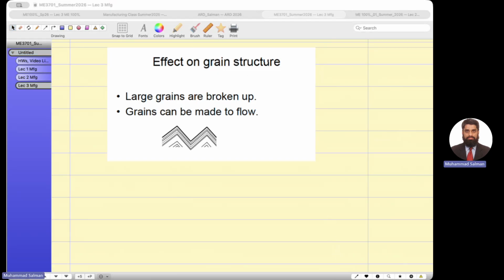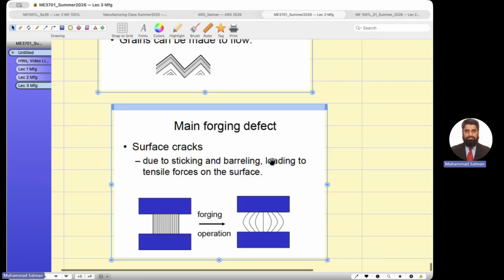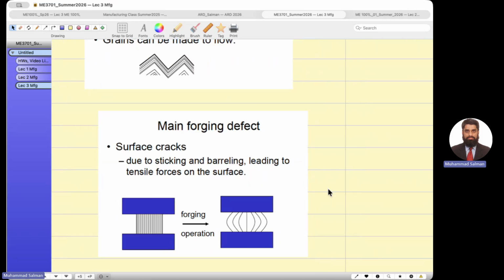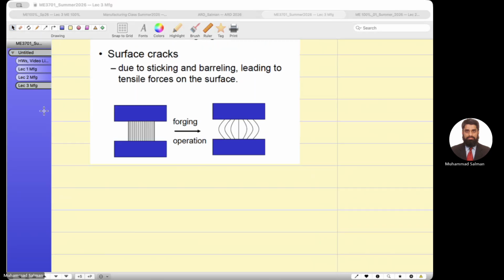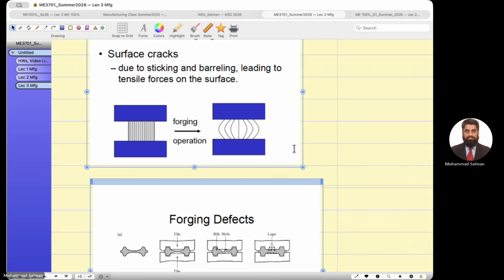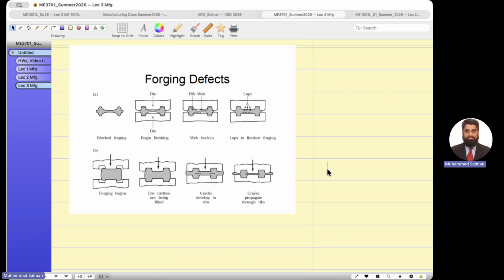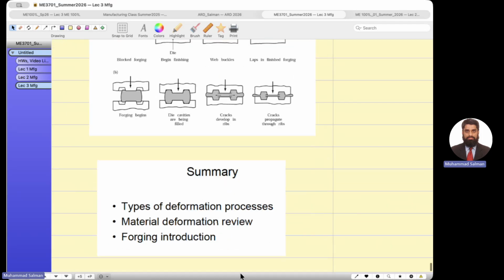Some forging defects: the bulging out of the material due to larger friction. Some more forging defects: the die, the rib webs, laps, and so on. And summary. It is just an introduction to the forging process. We will do the analysis next time. Thank you for attending the class today.